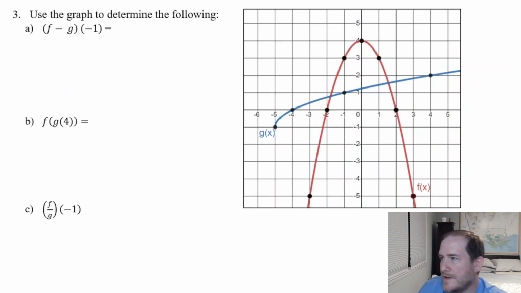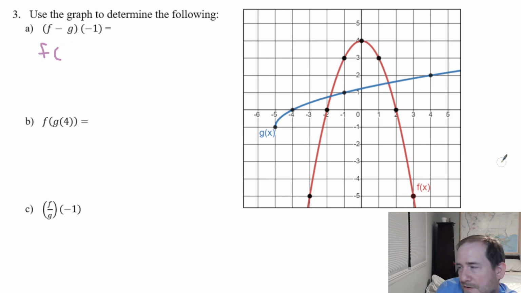This stuff. Yeah, you definitely got to know this graphical stuff now. So let's do that. Maybe everything in purple. All right. So it says, use the graph to determine the following. F minus g of negative 1. Remember, the meaning of this is that it's just f of negative 1 minus g of negative 1.